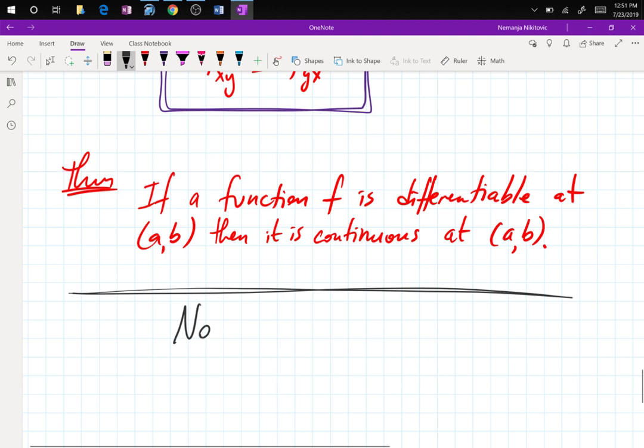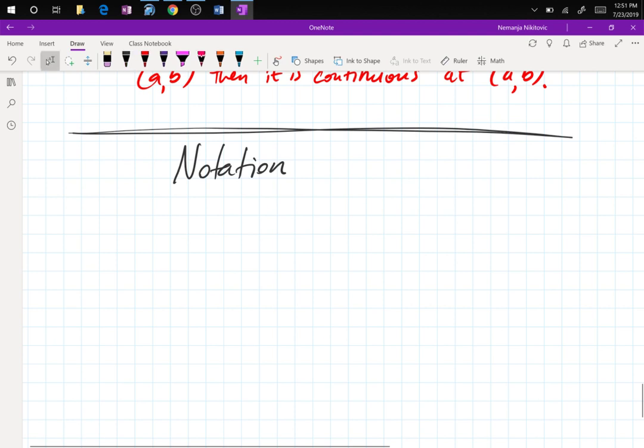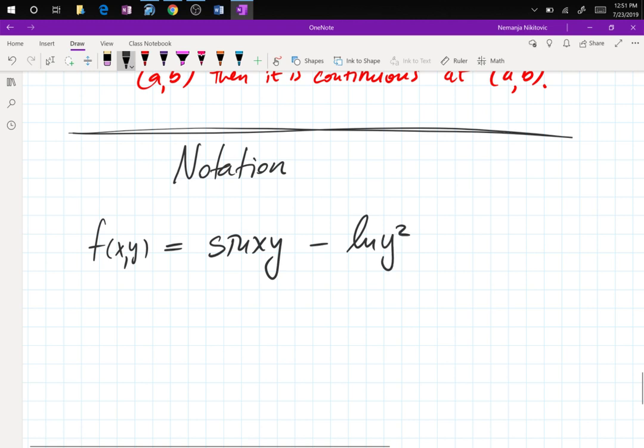So, notation. This will again contain another example for the derivatives. Let's say you are taking the derivative of f(x, y) given as sine xy minus ln y. Nah, just ln y is good enough, because the square you can just put in front of the ln. So ln y is fine.